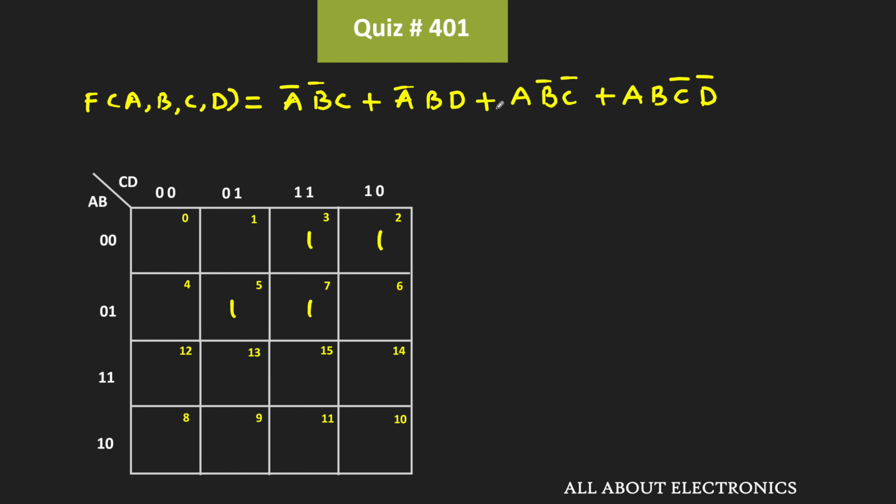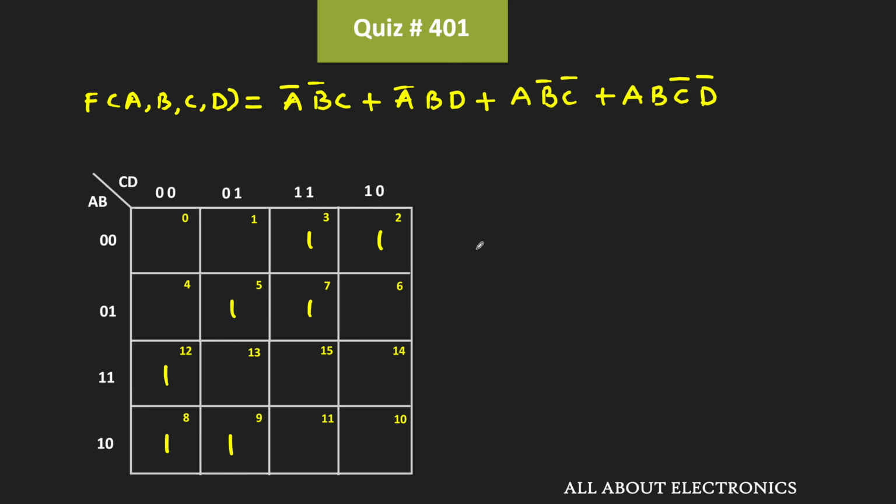Likewise, this A dot B bar dot C bar corresponds to the minterms 8 and 9 because in this row the variable A is equal to 1 while B is equal to 0 and in these two columns the value of the variable C is equal to 0. That means if we map this A dot B bar dot C bar in the K-map, then we will have the two minterms 8 and 9. Likewise, this A dot B dot C bar dot D bar corresponds to the minterm 12. So in this way, we got all the minterms of this given function.